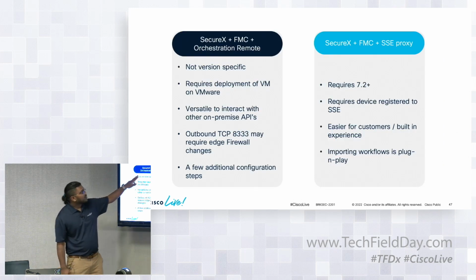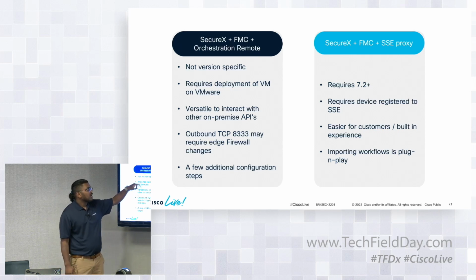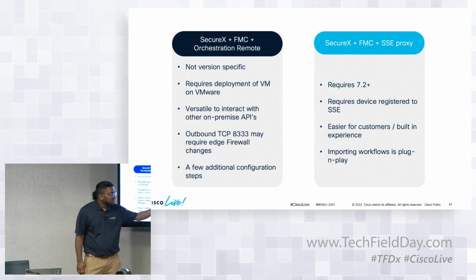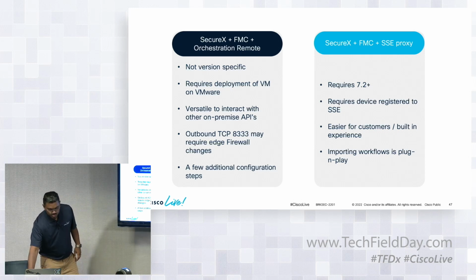Yep, so we also have the Orchestration Remote. That's that VM I mentioned to proxy API calls. So if you have other on-premise products, third-party on-premise products, you can use the remote. Obviously, it requires you have an ESXi infrastructure or something to deploy it on, right? And the streamlined option is the built-in one that I just shared. Is IPv6 supported? Yeah, we support IPv6.